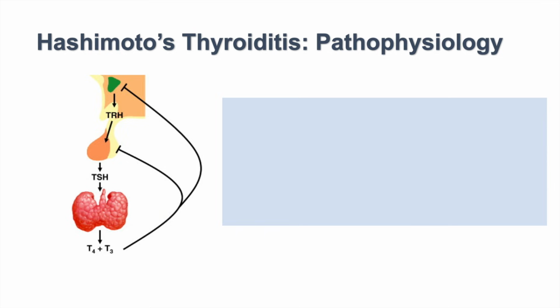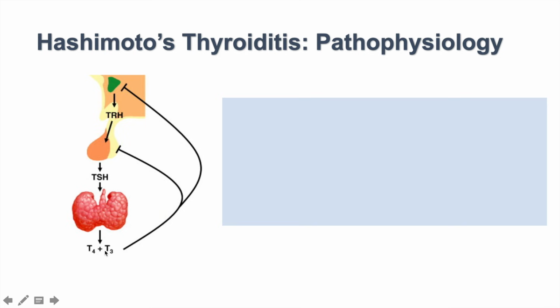So what actually causes Hashimoto's thyroiditis? What is the pathophysiology? In order to understand what happens in Hashimoto's thyroiditis, it's important to know the basic endocrine signaling pathway of normal thyroid functioning. In a normal, healthy patient with no thyroid issues, the hypothalamus releases thyrotropin-releasing hormone, TRH, which acts on the anterior pituitary to release TSH, thyroid stimulating hormone, which then acts on the thyroid gland to release T4 thyroxine and T3 triiodothyronine.